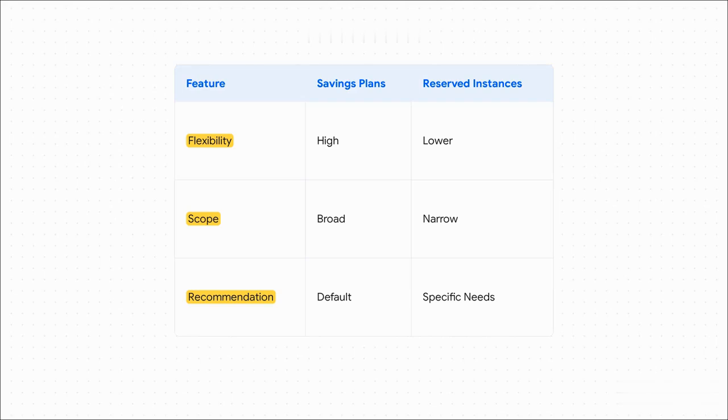Just look at that flexibility row. Reserved instances are kind of rigid. They lock you in to a specific instance family. But savings plans, they're incredibly flexible. You're not committing to a specific machine, you're committing to a certain dollar per hour spend. And check out the scope. That commitment can apply to EC2, Fargate, even Lambda. That's why for 99% of modern workloads, the choice is clear. Savings plans should be your go-to.